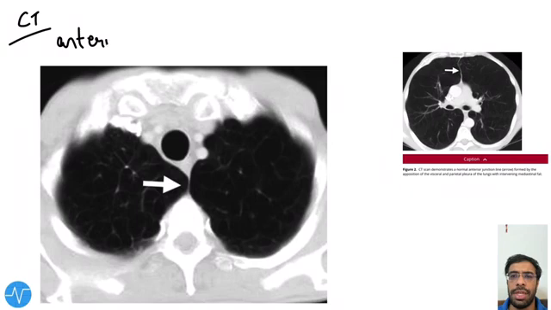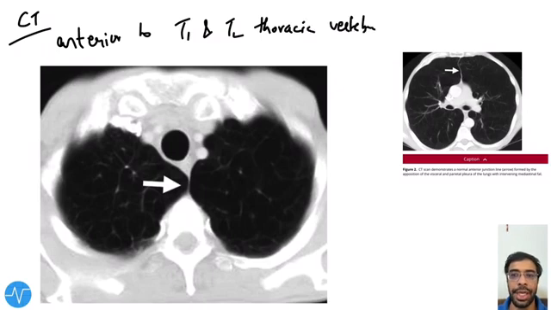How is it seen on the CT? It is seen anterior to the T1 and T2 vertebrae. On the CT it is near the vertebra, therefore it is a posterior junction line. And on the right there is a comparison of CT of the anterior junction line.